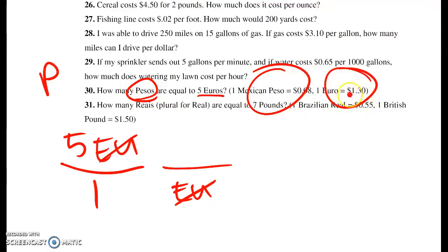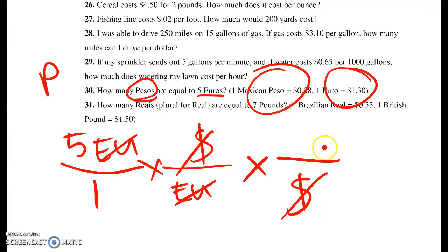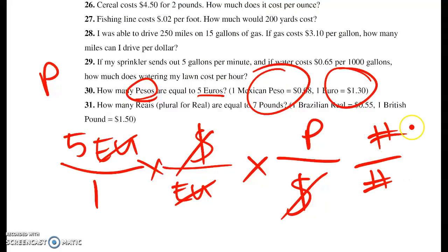That's going to have dollars on the top. So for my next one, I'm going to put dollars on the bottom so I can cancel those out. That should leave me with pesos on the top. Multiply across, and I'll have a number over a number and pesos on the top. Hopefully that helped, and good luck on your test.